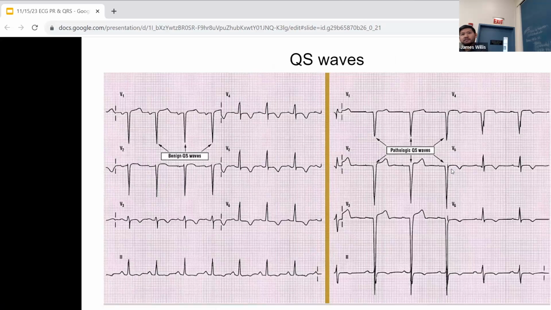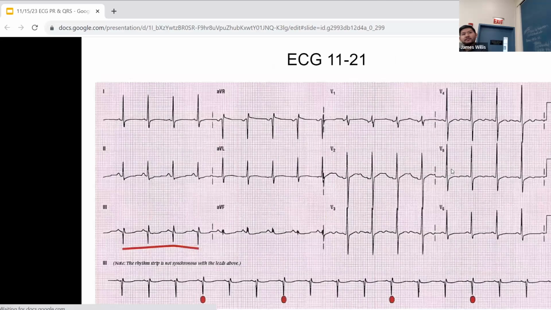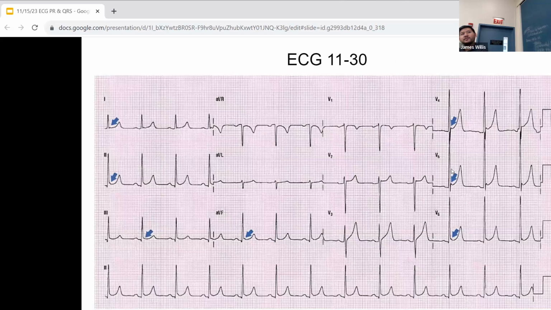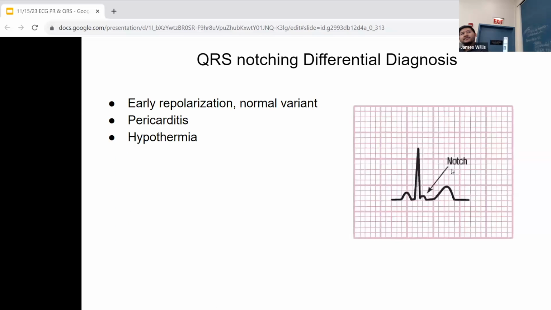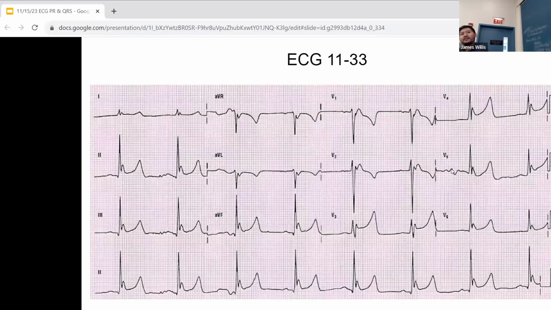I think that's all the time we have. Let's see, maybe we'll go over, actually, let's go over one more. Okay. What's going on here? Actually, for everyone, he said Osborne. What's an Osborne wave suggestive of? Hypothermia. What else?